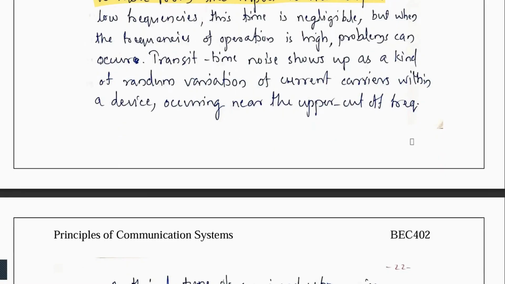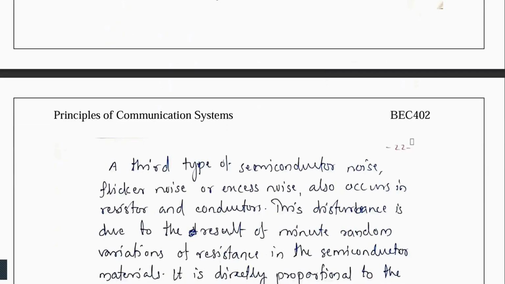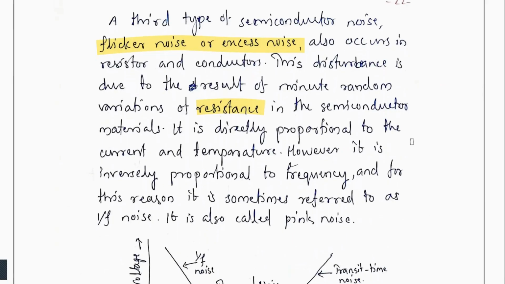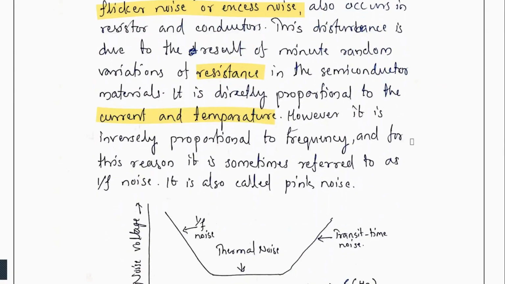occurring near the cutoff frequency. A third type of semiconductor noise is flicker noise, or you can say excess noise. This occurs in resistors and conductors. This disturbance is the result of minute random variations in the resistance in the semiconductor material. It is directly proportional to the current and the temperature. However, it is inversely proportional to the frequency, and for that reason it is sometimes referred to as 1 by F noise. It is also called pink noise.